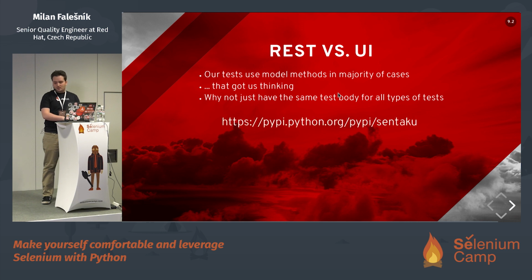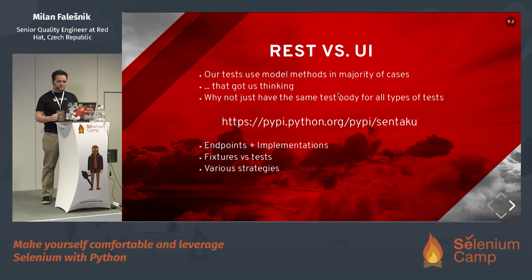So we made a thing called Sentaku. In Japanese it means choice. And basically you define some endpoints. We have an endpoint called UI, you have an endpoint called REST, or maybe GraphQL, whatever. And then this thing makes a sort of facade for you, and then you can implement the specific things against respective endpoints. And you can also use various strategies. For example, if you are having a fixture setup and teardown, you can have a strategy where you pick the fastest one available. So if you have REST available, it uses REST. If REST is not available, it does it through the UI.